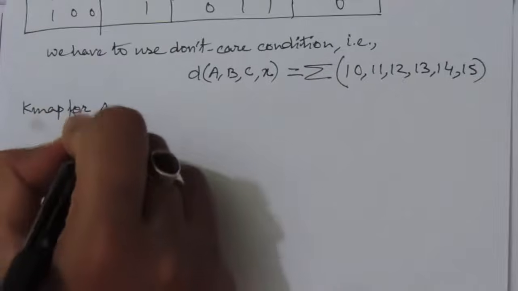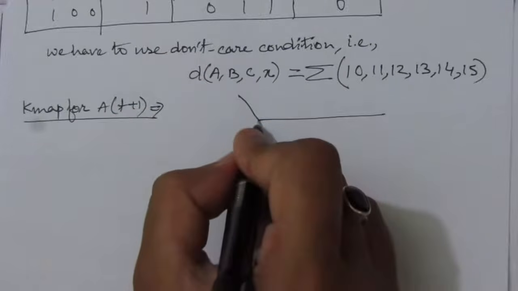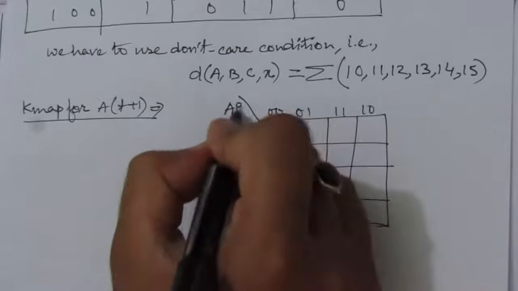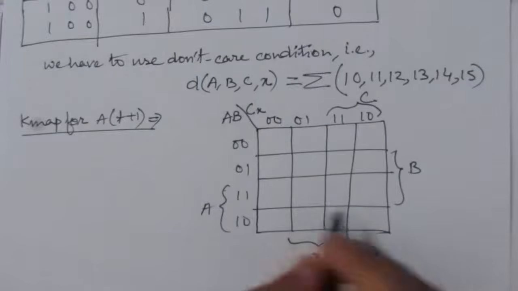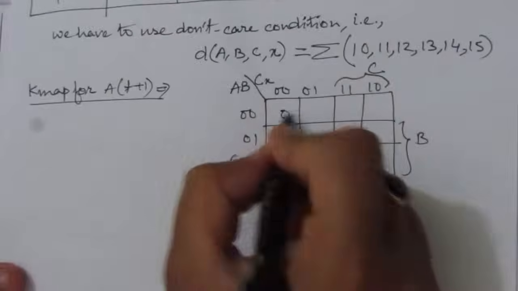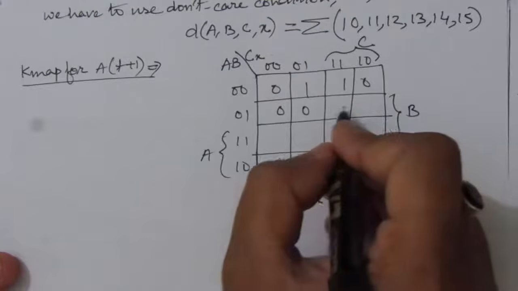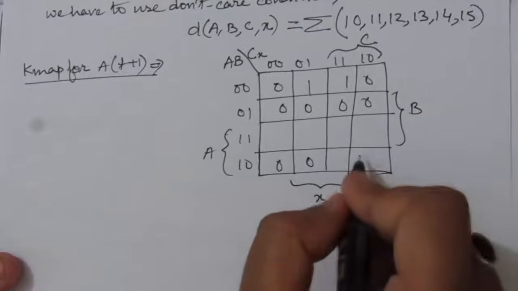K-map for a of t plus 1. So here we'll have a 4 variable map. Now we have to fill up this k-map with the values of a of t plus 1. So 0 1 0 1 0 0, then we have 0 0 0 0 0. Then the remaining are the don't care conditions.